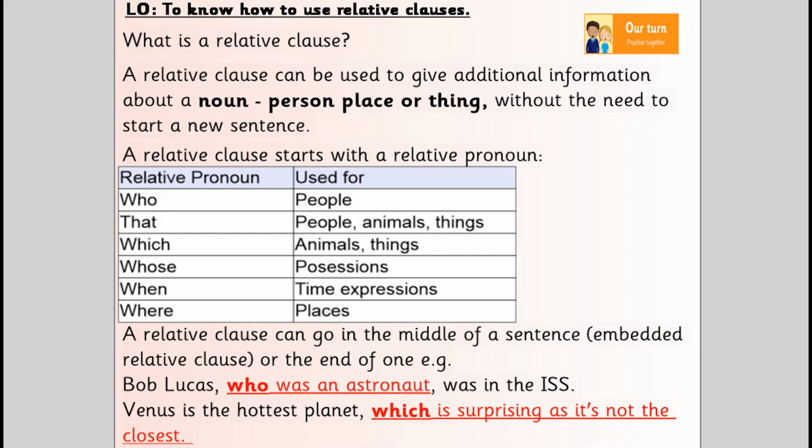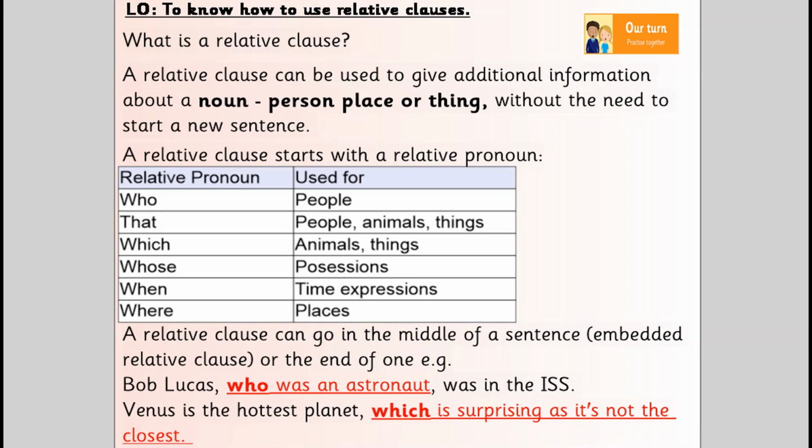So here's two examples. Bob Lucas, comma, who was an astronaut, comma, was in the ISS. Bob Lucas was in the ISS was the main clause there, and I've added additional information about Bob Lucas in the middle of that sentence, encasing it with commas. Venus is the hottest planet, comma, which is surprising as it's not the closest. What I would suggest you do now is pause the video here and write down that relative pronoun table so you have that for later on.